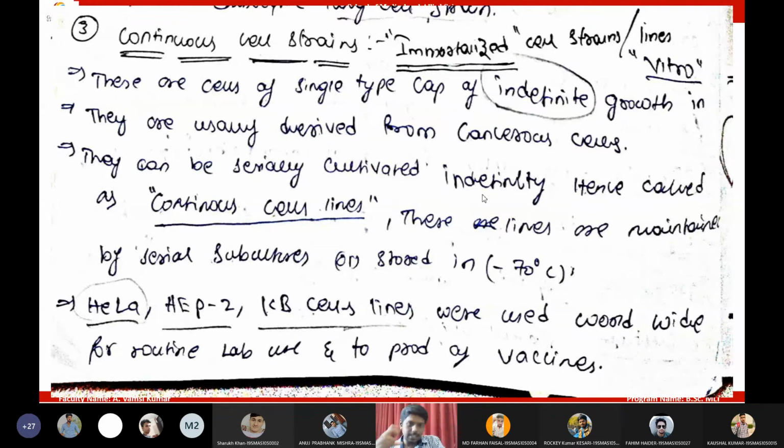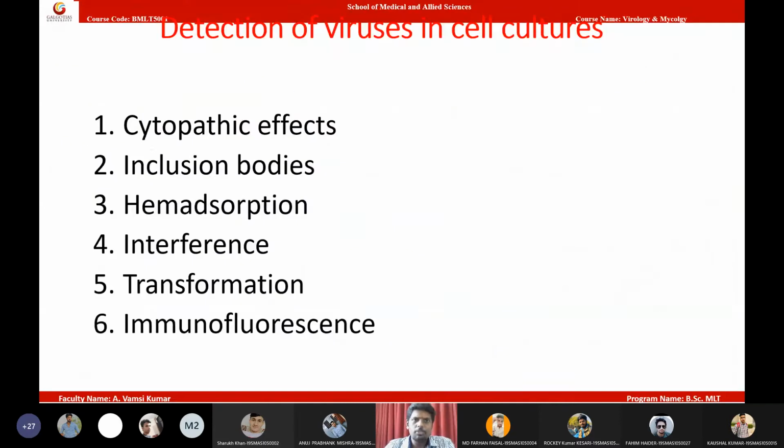So how we can detect this virus is my next part of this lecture. Detection of viruses. Okay. Now these viruses can be detected by various methods. If the virus is grown in the culture media, then some specific changes will happen to the tissues. What are those changes? First one will be cytopathic effects. The first one is we can detect the cytopathic effects.